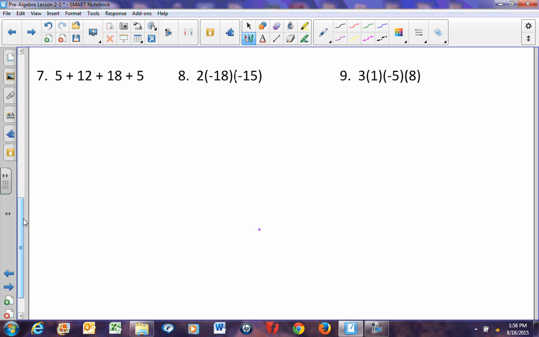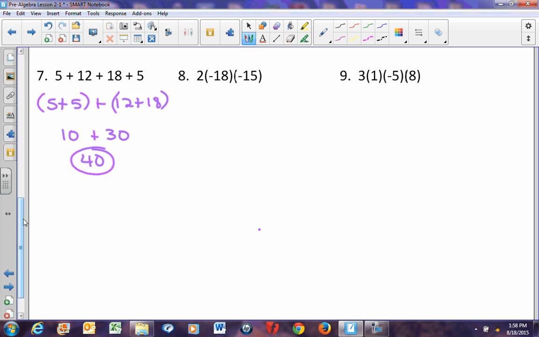Continuing. Take a look at number 7 here. 5 plus 12 plus 18 plus 5. Easiest thing for me, I'm going to group the 5s together, and I'm going to group the 12 and 18 together, because that gives me something that ends in 0. 5 plus 5 is 10, 18 and 12 is 30, 10 plus 30 is 40. Very simple to do, and these are the things that I do in my head, which is why I can add and subtract and multiply and divide so quickly, because I group things up that can be grouped up so that I can make my computations easier.